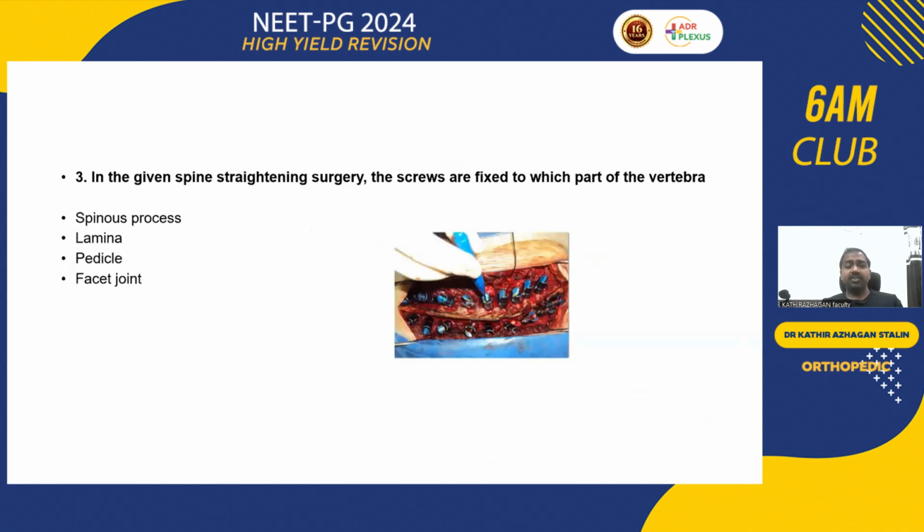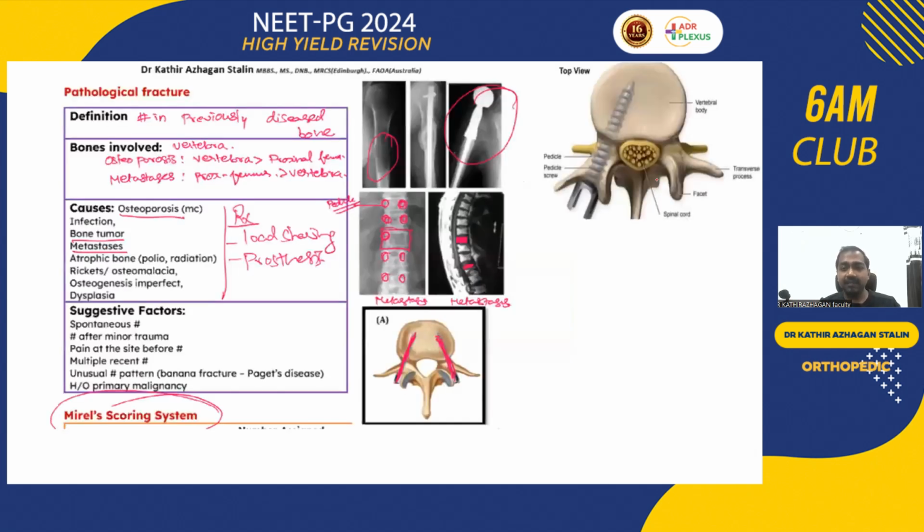Spine straightening surgery. Screws are fixed to which part of the vertebra? Whatever the surgery, if you want to put a screw into a vertebra, it will go in only one part, the pedicle. Because if I put it into the laminae, it will break. If I am putting a screw in the laminae, it will go here. Only if I put a screw in the pedicle, it will go in this direction. Yes or no?